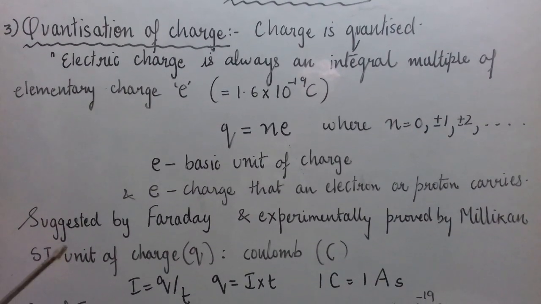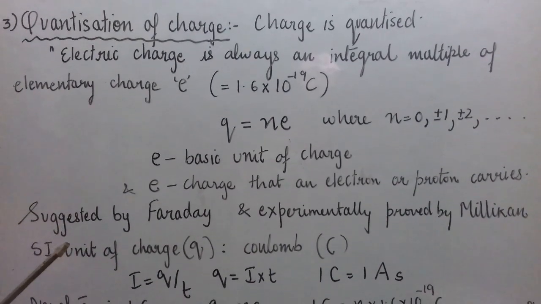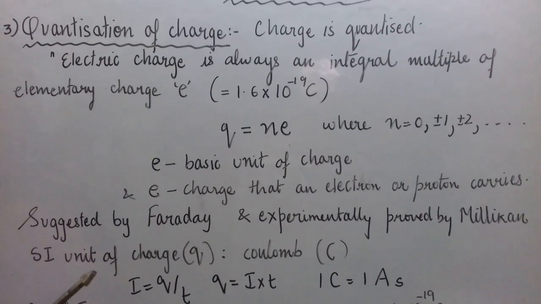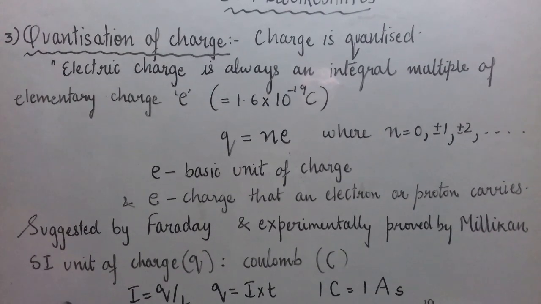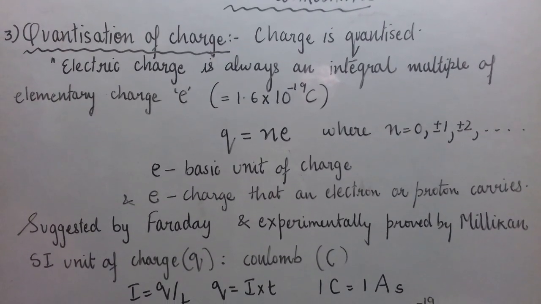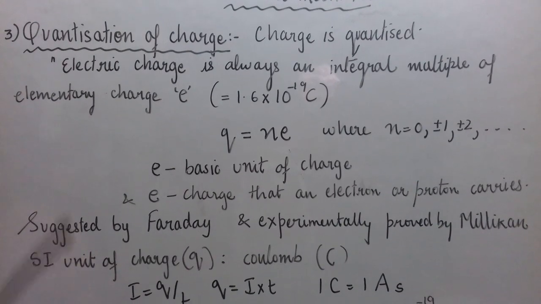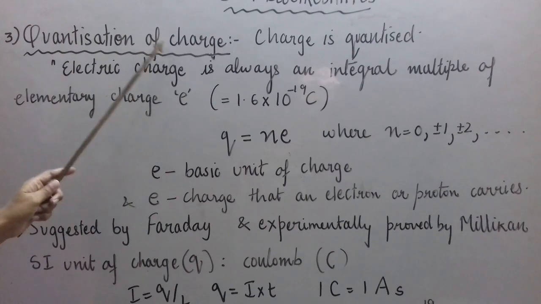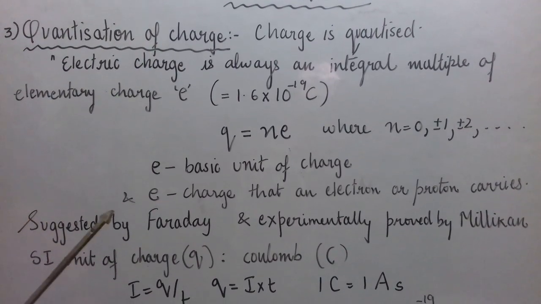Now in this case, the number of electrons transferred will be integral only, whole numbers only. Either it will be 2, 3, 4, 5, 10. Complete number of electrons will be gained or lost by the bodies. We cannot say that a fraction of an electron is transferred and the charging takes place. So this is the cause of quantization of charge, that during charging only integral number of electrons can be transferred.